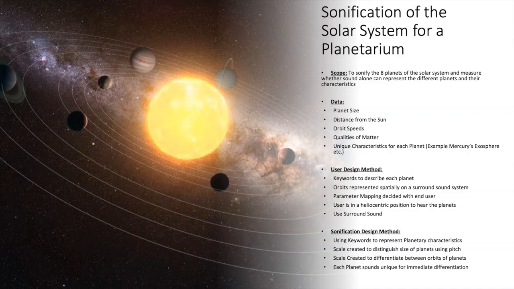The model was tested with 12 people, 11 people from the general public, and including the planetarium representative. Without any visual aid, the participants in the study were able to determine many of the planetary characteristics and the differences in size and orbit speeds between the various planets. They listened to the sonifications from a heliocentric position.